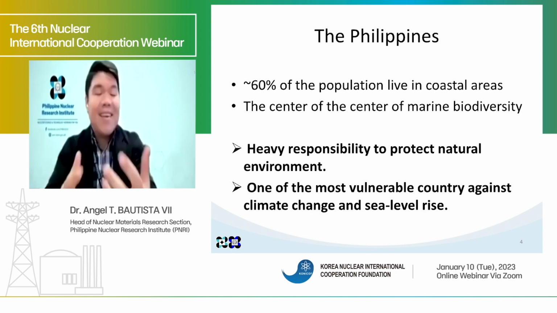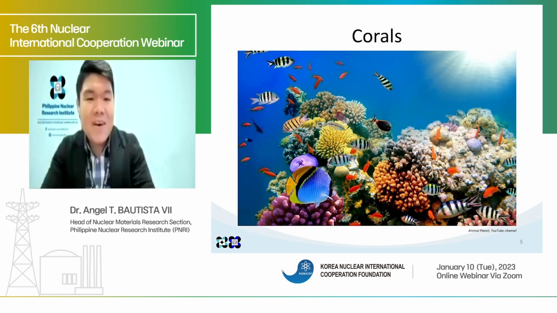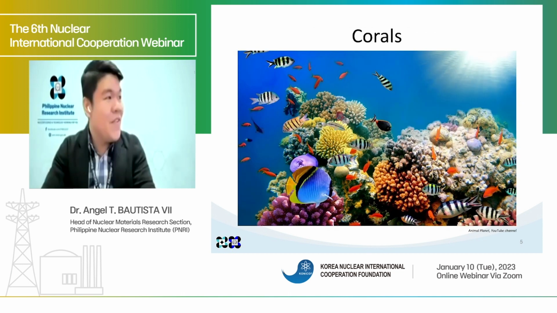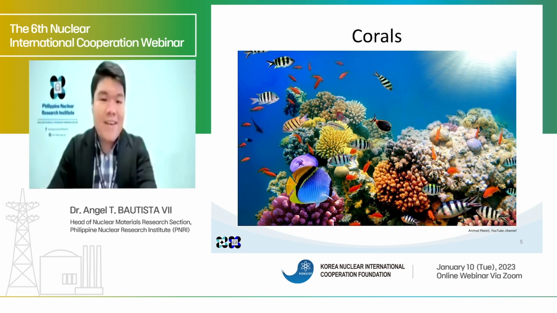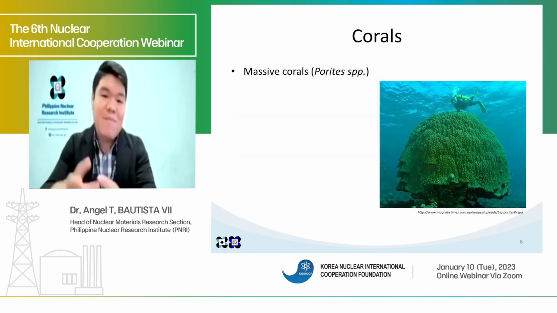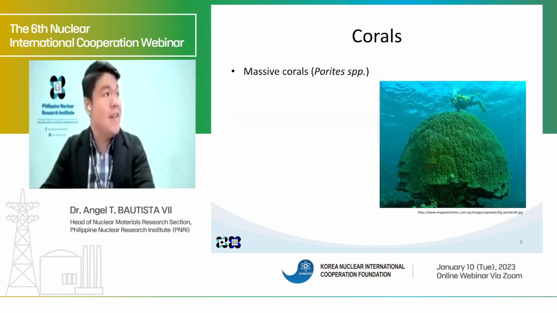So when we say corals, probably you imagine this type of organisms, the colorful ones and then the branching ones, the ones we see when we swim in the sea. But actually, the corals that we are looking at in our project look like these. So we call these massive types of corals, particularly of the genus Porites.